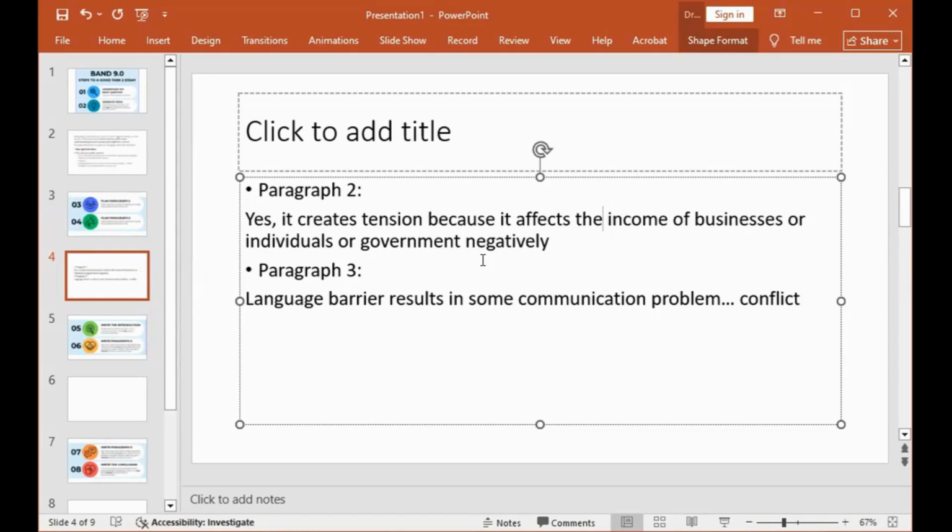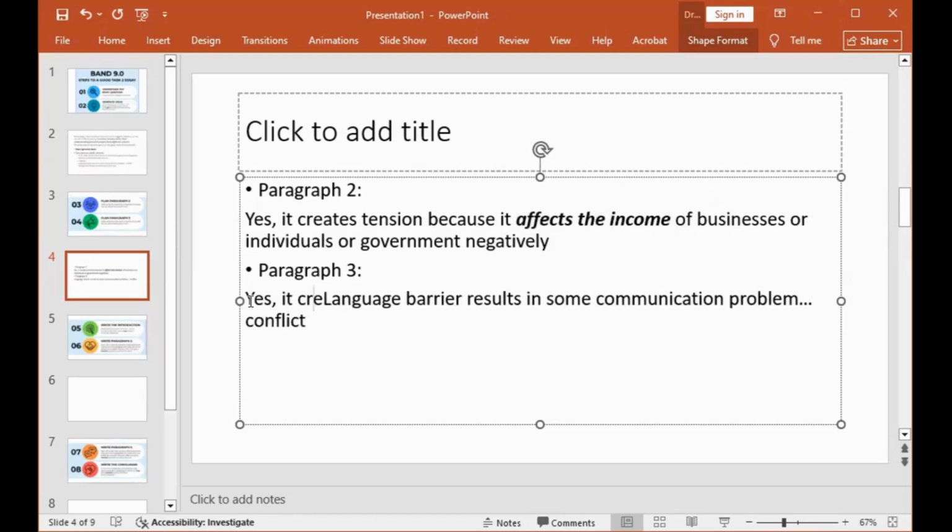I can pick businesses first, write 2 sentences on it. I can decide to write about individuals too in another point, and then write about government. Do you get my point now? Yes, sir. That's the approach, to expand the paragraph. But my main point is what? This issue of affecting income. Now, for paragraph 3, how will I write it?